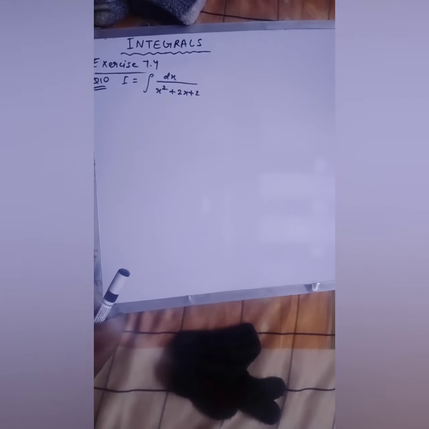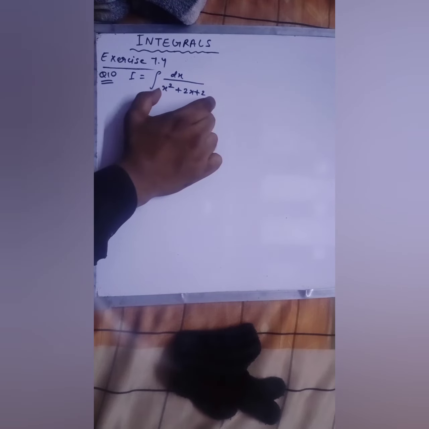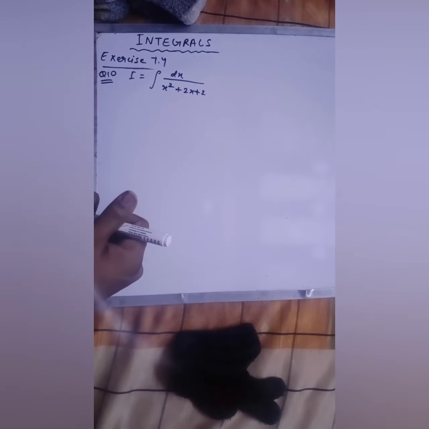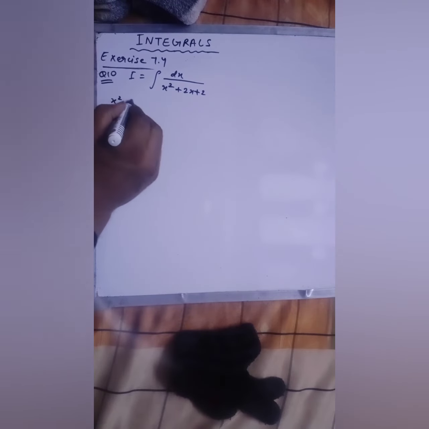Now see children, now I'm going to solve question number 10. Okay, so this is question number 10. In this question, what you have to do is solve this by the completing square method. Okay, what was the completing square method? So I'm solving this part here only. It is x square plus 2x plus 2.